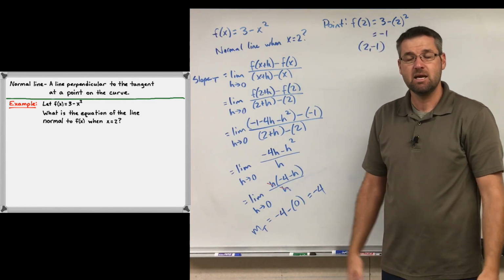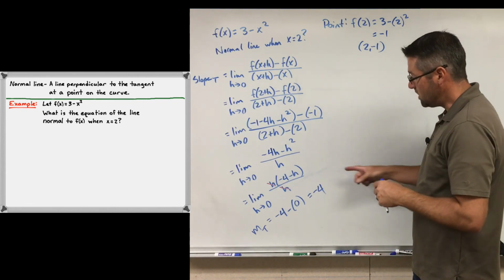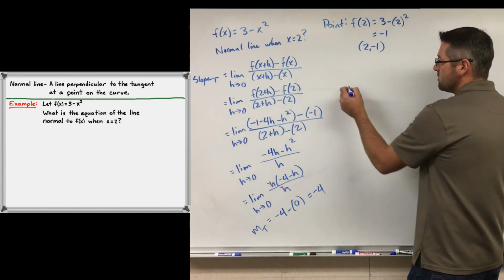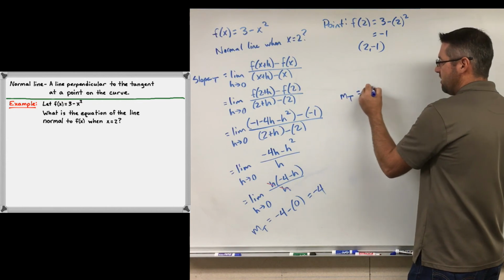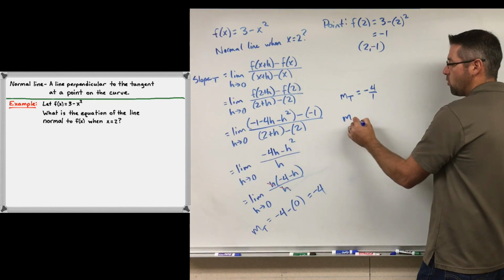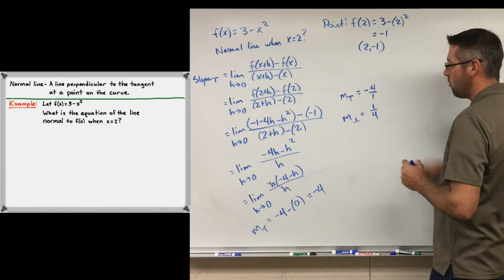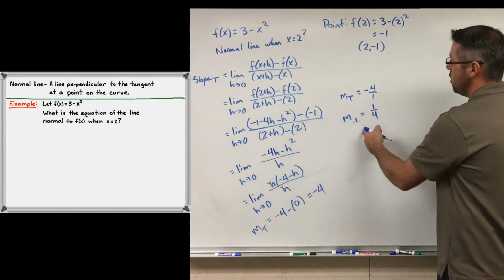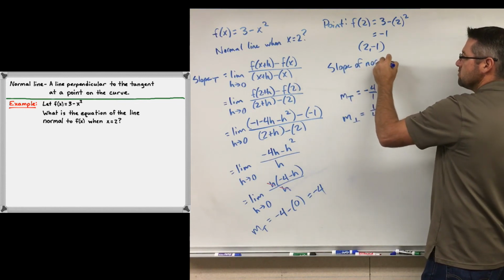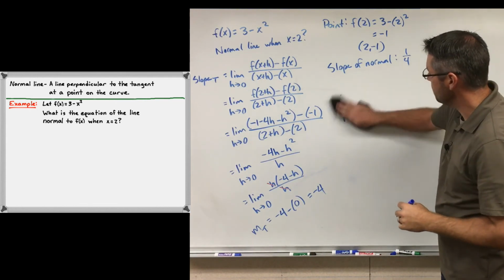What does normal mean again? It means perpendicular. So how do we find the slope of a perpendicular line? We take our original slope and we do the opposite reciprocal. So if the slope of the tangent line is negative 4 or negative 4 over 1, then we would say the slope of the normal line or the perpendicular line is positive 1 over 4. Reciprocal and opposite. So the slope of the normal line is 1/4.